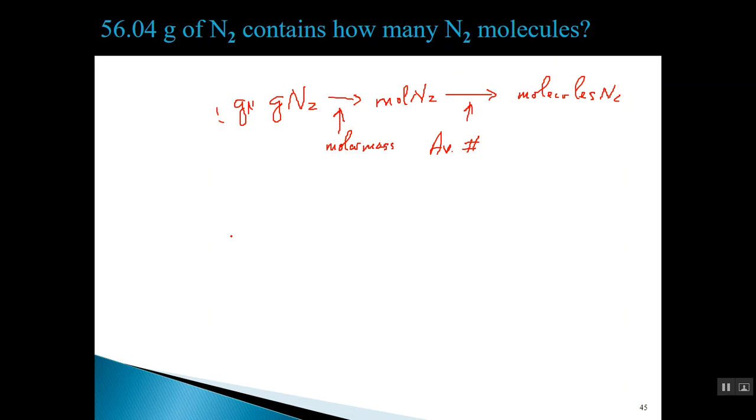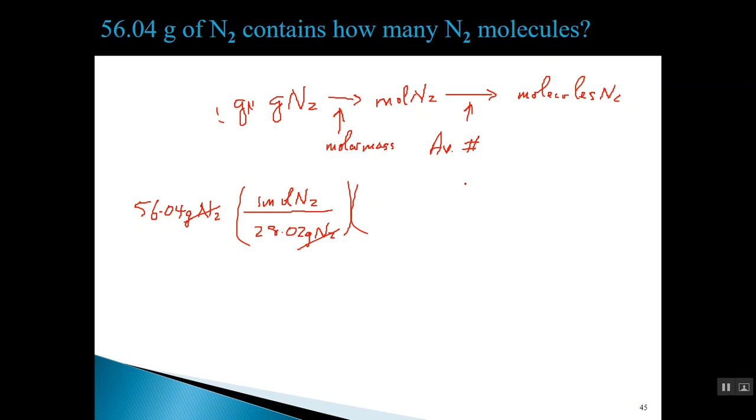Alright, so down here, I'm going to start off with what we're given. We're given 56.04 grams of N2. And I would multiply this by a conversion factor, which represents the molar mass. So I'm going to have 1 mole of N2 above, and the molar mass of N2 below, which would be 28.02 grams of N2. That's 2 times 14.01. 14.01 is the molar mass of nitrogen. So the grams of N2 will cancel out here.